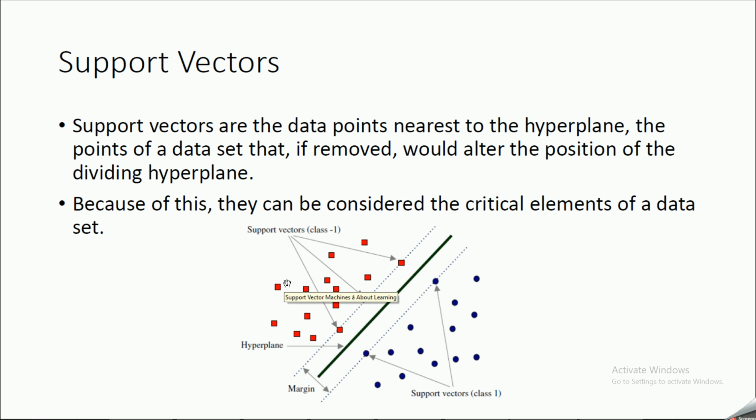So if you see over here, support vectors are nothing but the data points which are nearest to the hyperplane. If we remove these points from the data set, it would alter the position of the dividing hyperplane. They are extremely critical elements of the data set, and that is why we call them support vectors.